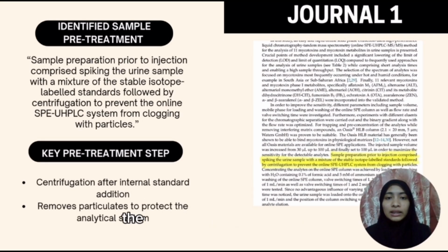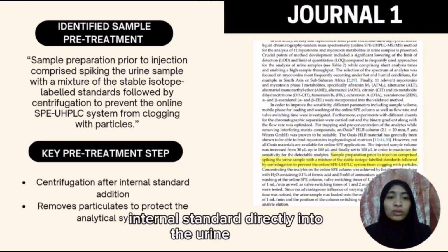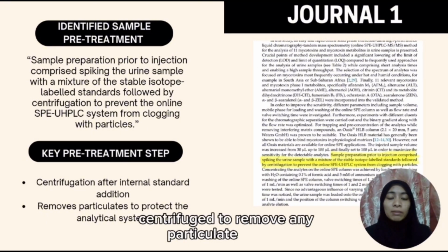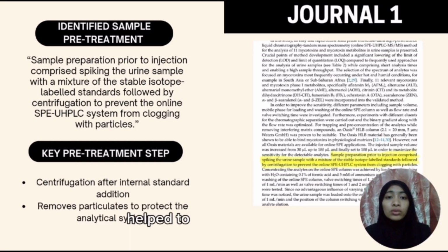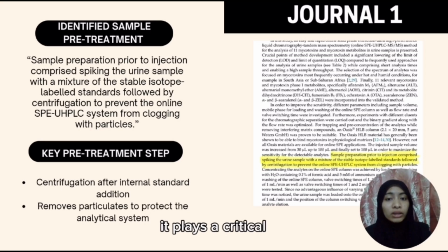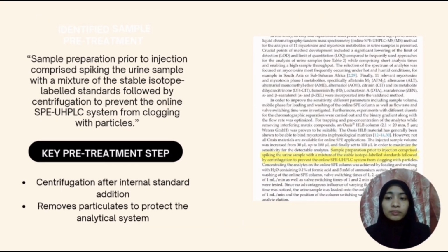In journal 1, the author added a stable isotope-labeled internal standard directly into the urine sample. After mixing, the sample was centrifuged to remove any particulate matter. This is a classic pretreatment step. Centrifugation helps to clarify the urine and protect the online SPE system from clogging or contamination. It also improves the precision and stability of analyte recovery. So although the pretreatment is simple, it plays a critical role in protecting the instrument and improving the data quality.